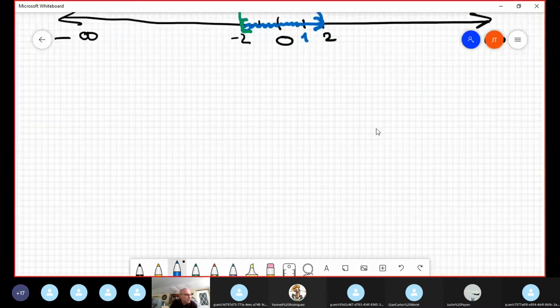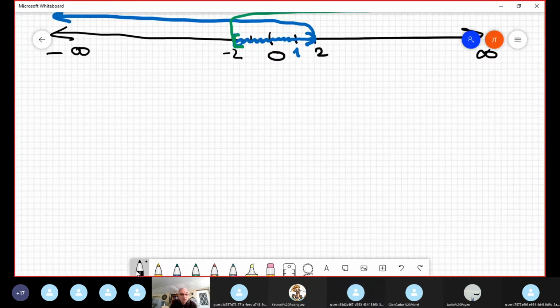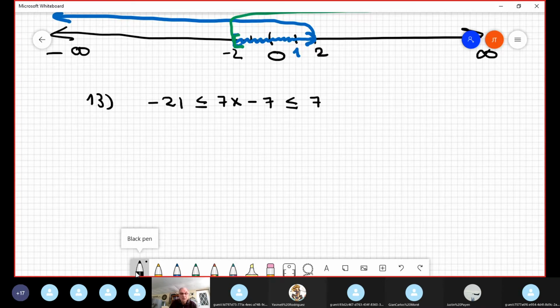Okay, let's move on to 13. 13 is also a compound inequality: -21 less than or equal to 7x - 7 less than or equal to 7. Something like that, right?